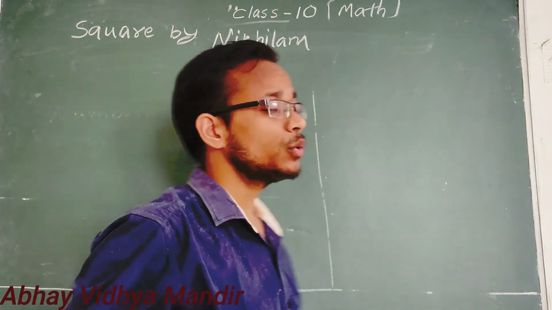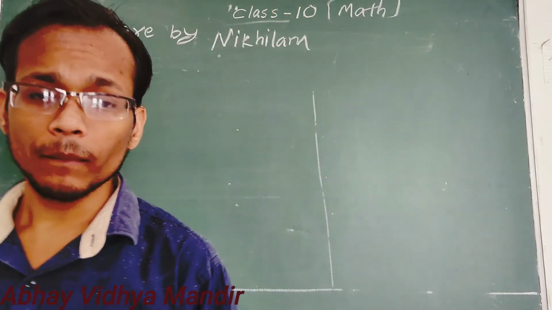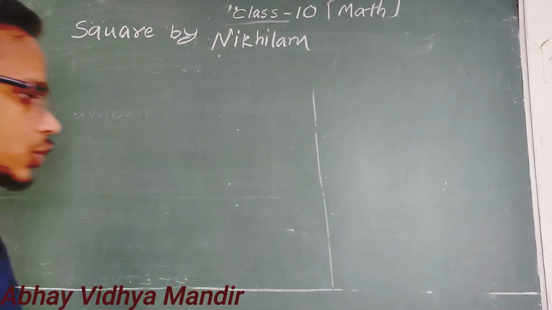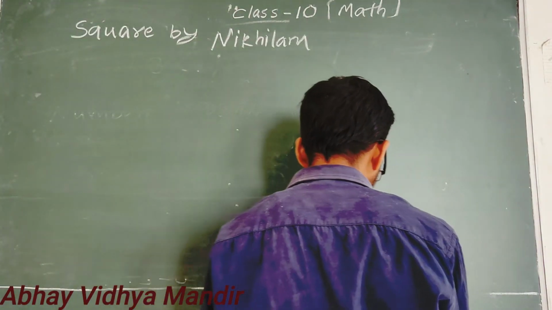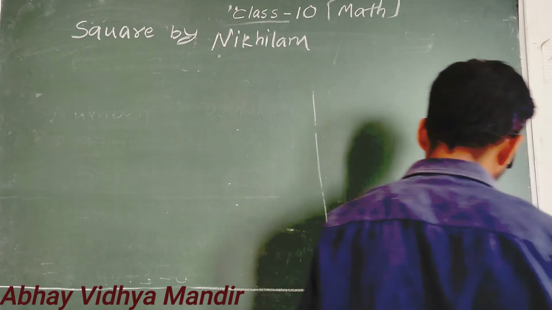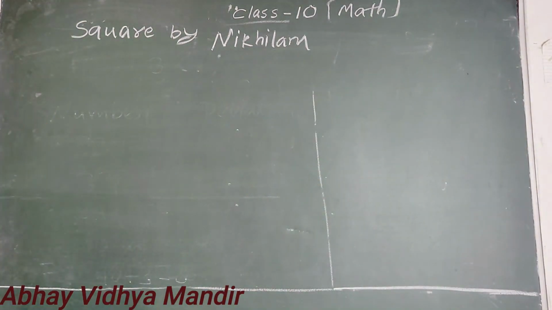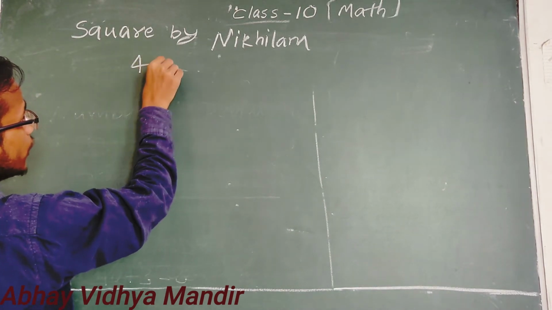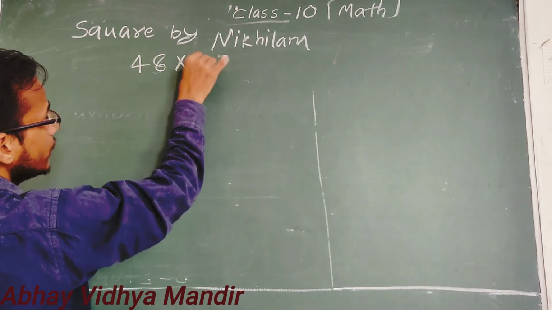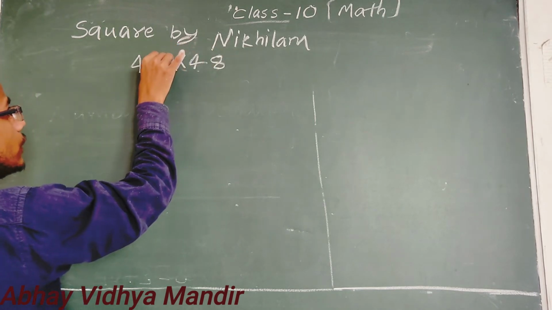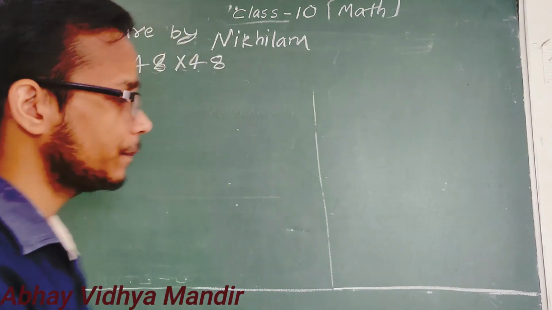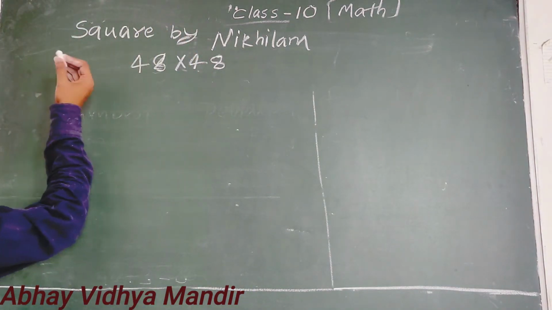First I am telling you about the square by Nikhilam, the basic process, then by the formula we will solve. You have to learn how this is solved, and then we will use the formula. Let's square 48 multiplied with 48. Meaning we have to square 48 and give the answer. So how will we solve it by Nikhilam?